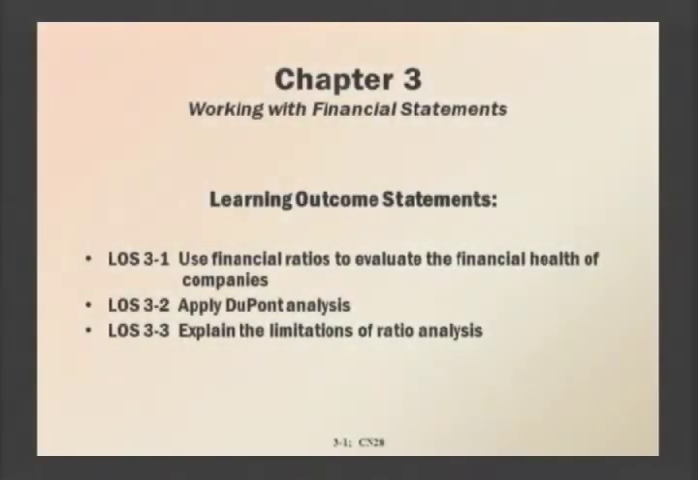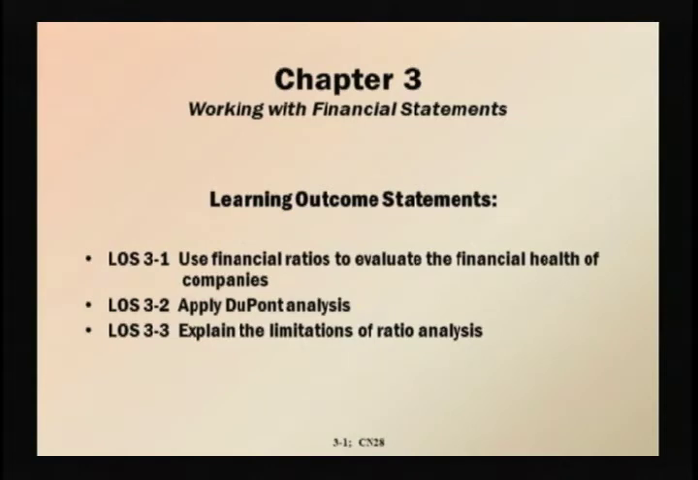And the third learning outcome statement is to explain the limitations of ratio analysis. Ratios are very helpful, very useful, but we need to understand there are significant limitations in how they can be used or perhaps how they should or are actually used. Again, read the chapter, complete the preview questions, and then do the lecture. In Chapter 3, we want to use financial ratios to evaluate the financial health of companies, apply DuPont analysis, and explain the limitations of ratio analysis.